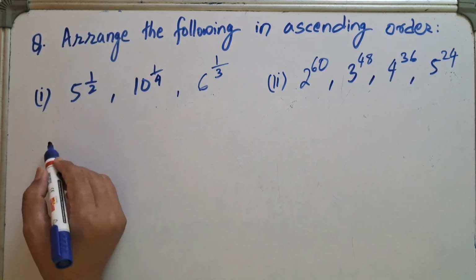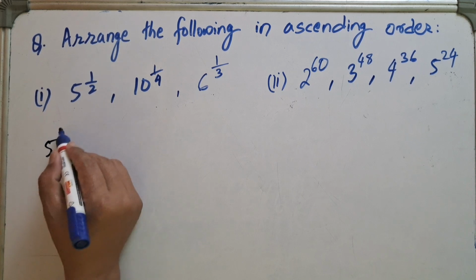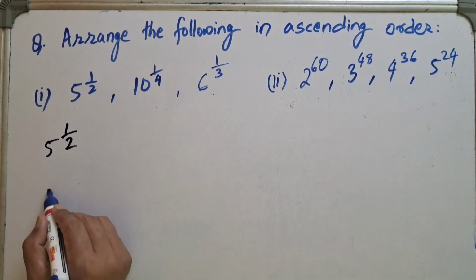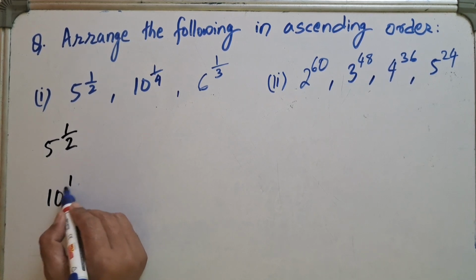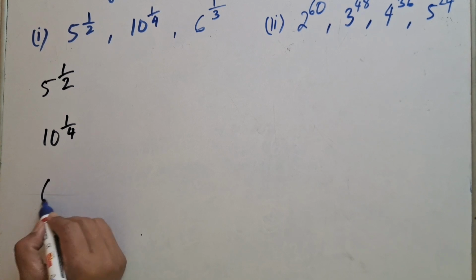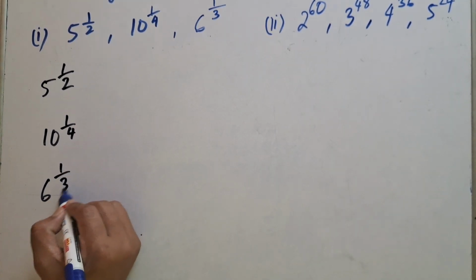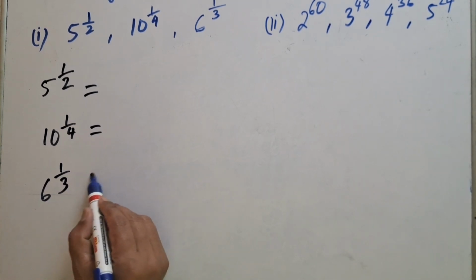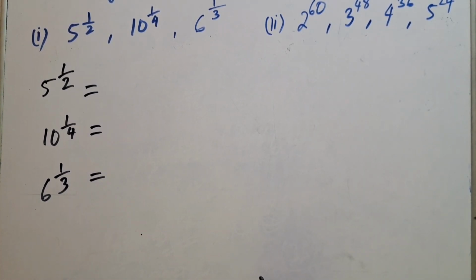So question number 1: 5 to the power 1 by 2 is the first number, the second number is 10 to the power 1 by 4, and the third number is 6 to the power 1 by 3. So these three are the numbers. We are asked to arrange these three numbers in ascending order.